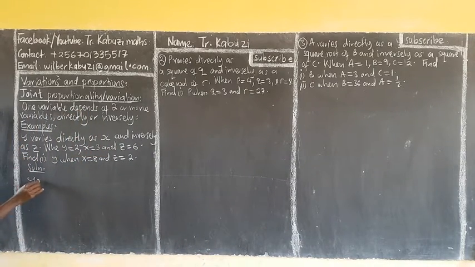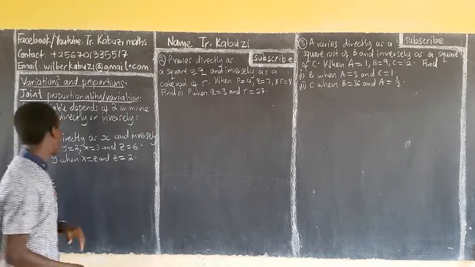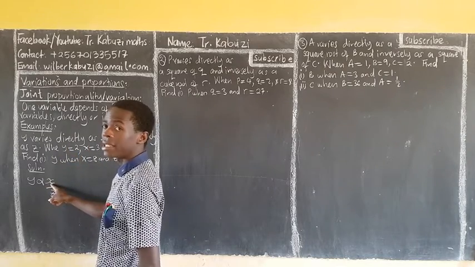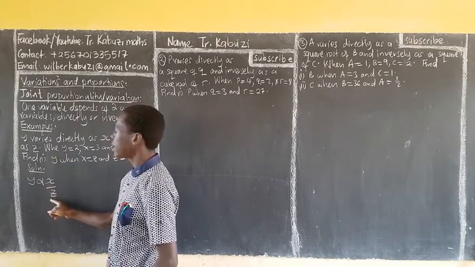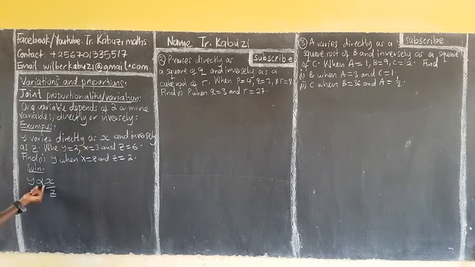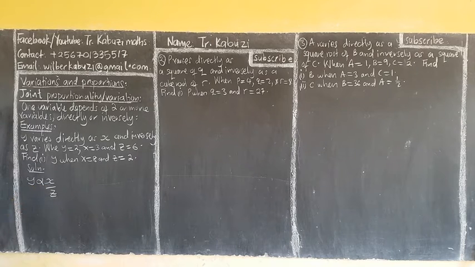Y varies directly as x. And inversely as z. So if it's an inverse, it's down. Inversely means that z is going to be down. As simple as that. Y varies directly as x means this x is up, and inversely means that this z is down to be an inverse. So now, as usual, we remove this alpha sign and put k. My y will be now k x over z.